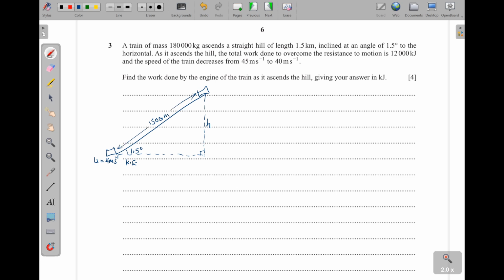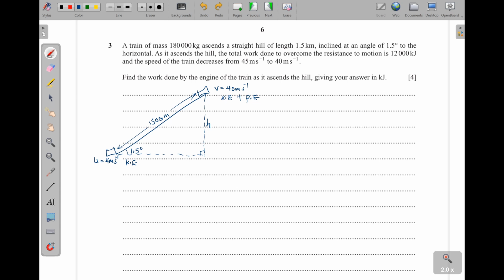Okay. Then it reaches here and it has speed 40 meters per second. So this therefore implies that there is kinetic energy here because there is speed, and there is also potential energy here because of the vertical height generated. Here we don't have potential energy because we are on the ground. It is just starting to move. In other words, it is our point of reference.